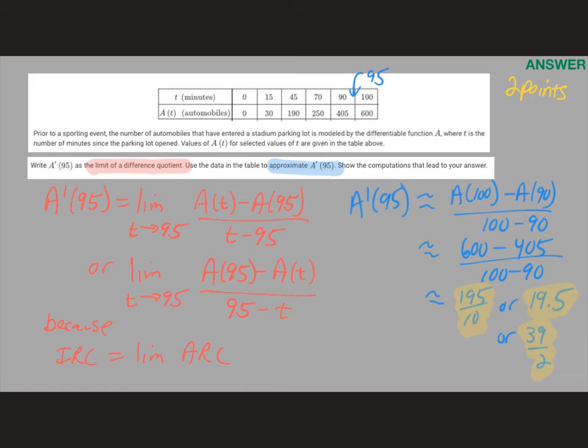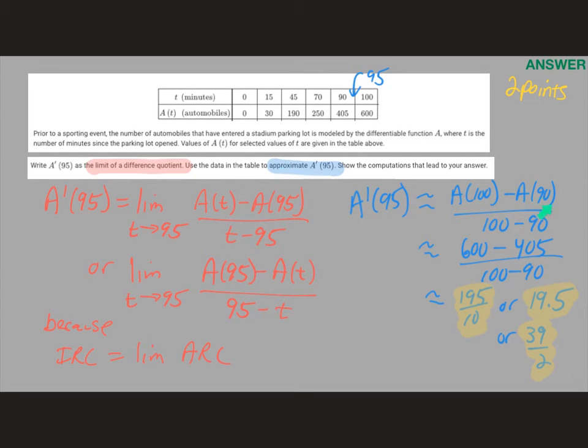So again, this first part was a bit of a challenge for people. The limit of a difference quotient. Again, what's happening is the limit of a difference quotient, or of an average rate of change, is the instantaneous rate of change. So it doesn't matter which way you write it, but just find a difference quotient that approaches 95 for some t value, and t is going to approach 95. There's your limit statement.